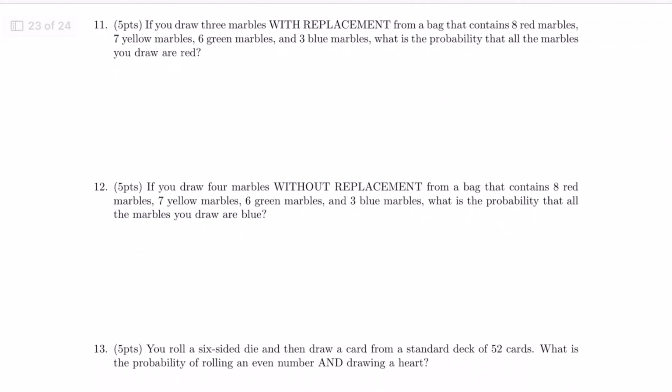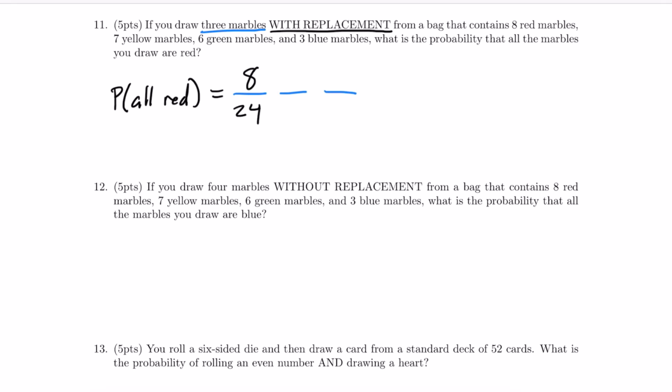And then on question 11, it says if you draw 3 marbles with replacement from a bag that contains 8 red marbles, 7 yellow marbles, 6 green marbles, and 3 blue marbles, what is the probability that all the marbles you draw are red? So we're trying to find the probability of selecting all red, and notice that specifically with replacement. So in this situation, I have 3 marbles that I'm selecting, so I'm going to have 3 events. And the probability that the first marble is red is 8 out of the total number of marbles. So 8 plus 7 plus 6 plus 3 ends up giving me a total of 24 marbles.